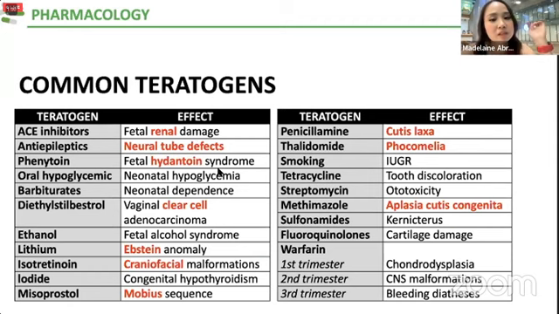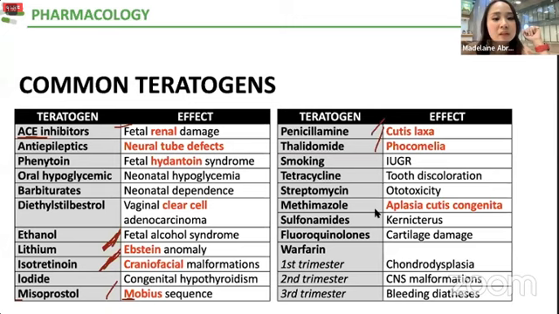Then for your common teratogens, there are many, right? Since this is a summary lecture, we read the important ones. Remember, ACE inhibitors can cause fetal renal damage in your second to third trimester. So again, ACE and ARBs, also your angiotensin receptor blockers. Your lithium causes your Ebstein anomaly. Okay? Your isotretinoin causes your craniofacial malformations. Moebius in misoprostol. Cutis laxa and penicillamine.